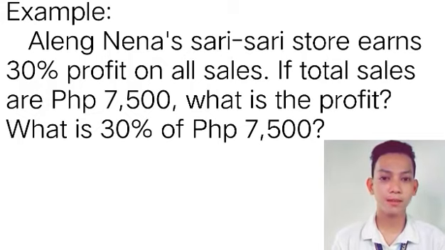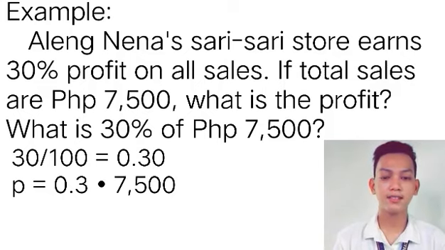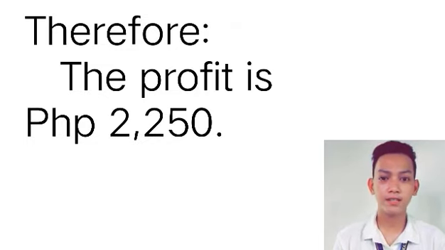What is 30% of 7,500 pesos? So, we convert again the 30% into decimal. 30 divided by 100 is equal to 0.30 or 0.3. Then multiply it again to 7,500. So we get 2,250 pesos. Therefore, the profit is 2,250 pesos.